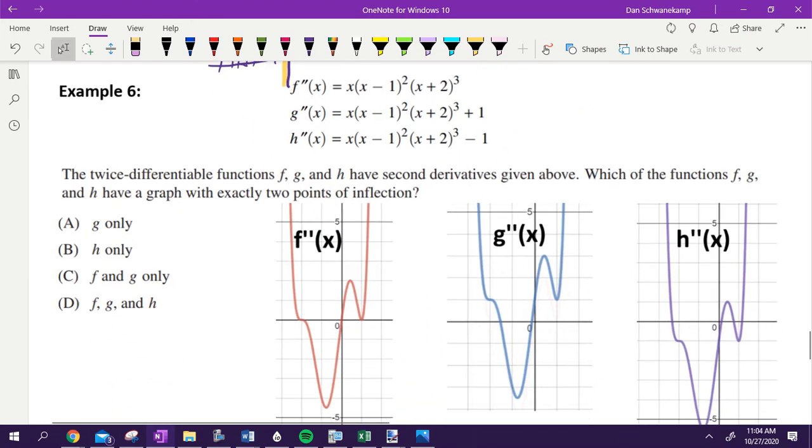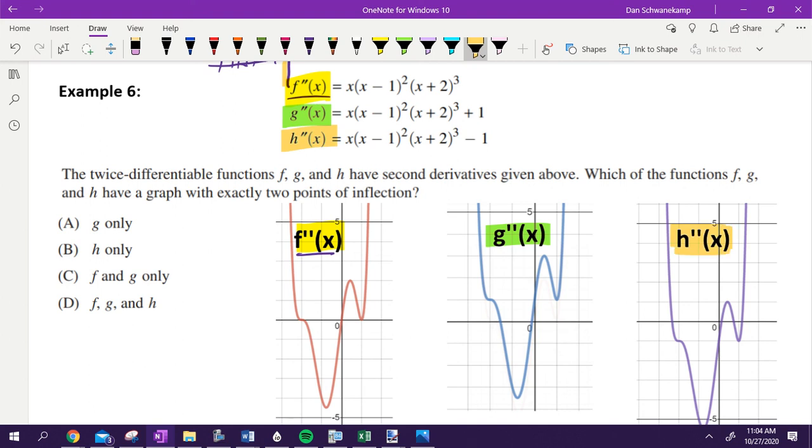Example 6, without graphs, this is really ugly. So I went ahead and graphed it. I'm not even asking you to do anything besides look at the screen. Okay? Here's f double prime. That's this guy right here. F double prime is there. G double prime is here. And h double prime is here.